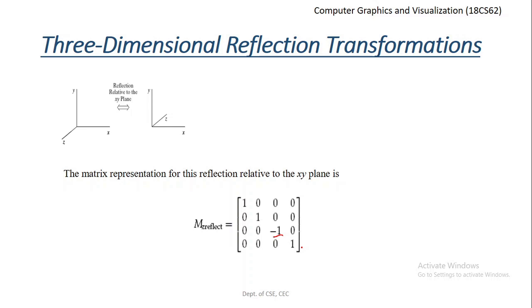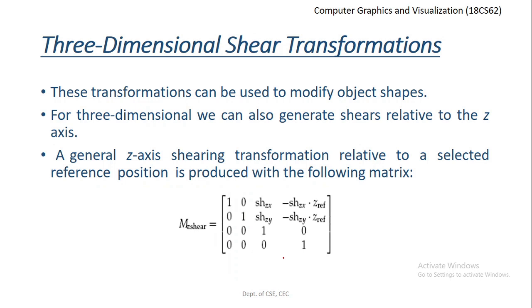Whatever plane about which we are going to perform the reflection, that plane acts like a mirror. Okay, and the remaining axis will be converted to its opposite direction. So the z coordinate value will be converted to negative z coordinates. So that is what is specified in this particular matrix. This row represents the z coordinate value that will be converted to a negative value. That is about the reflection relative to the xy plane, and this is the corresponding matrix.